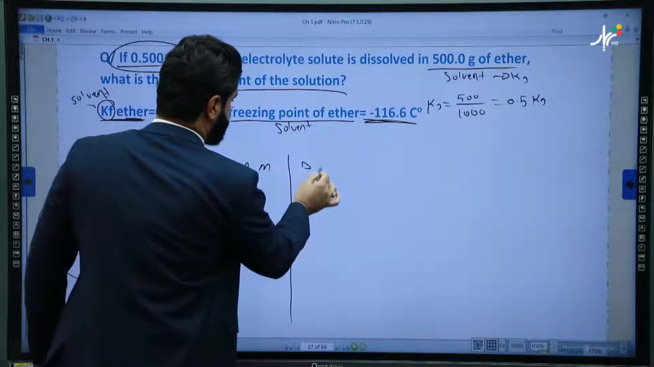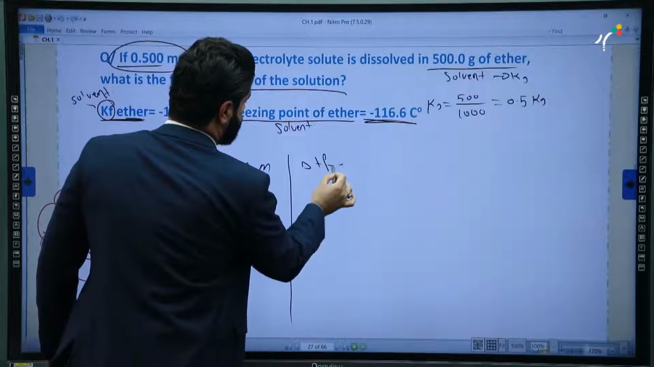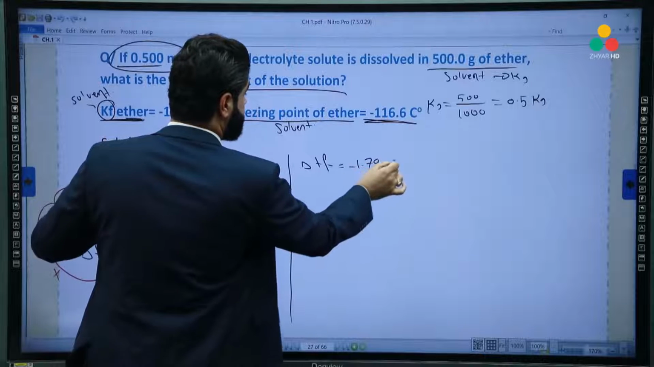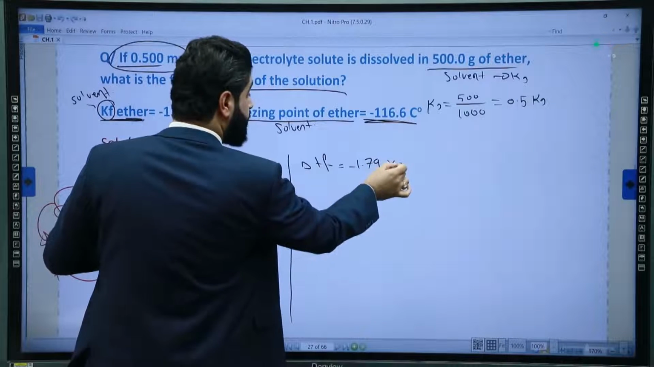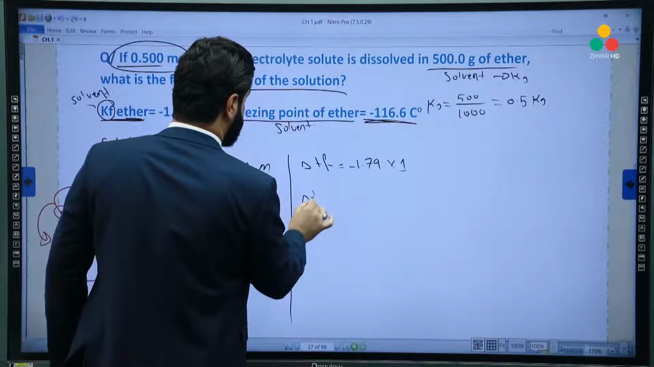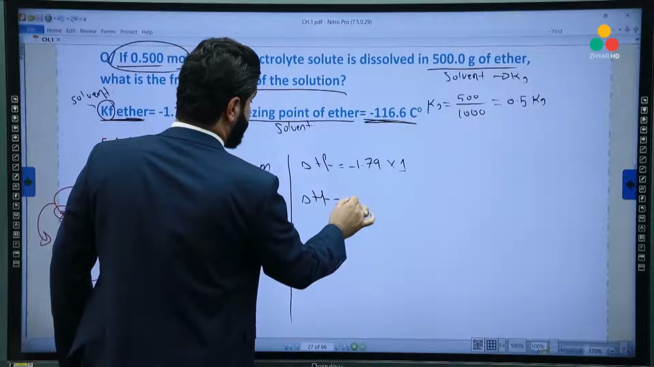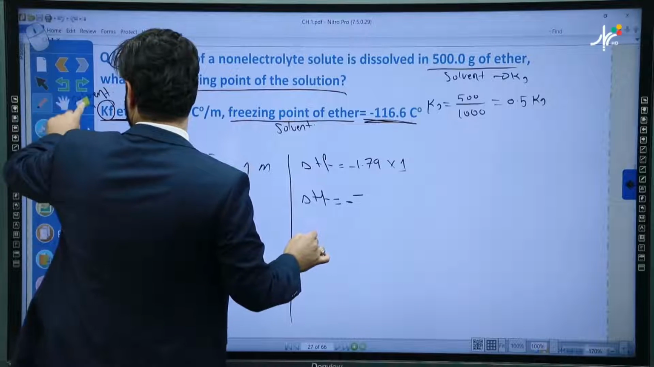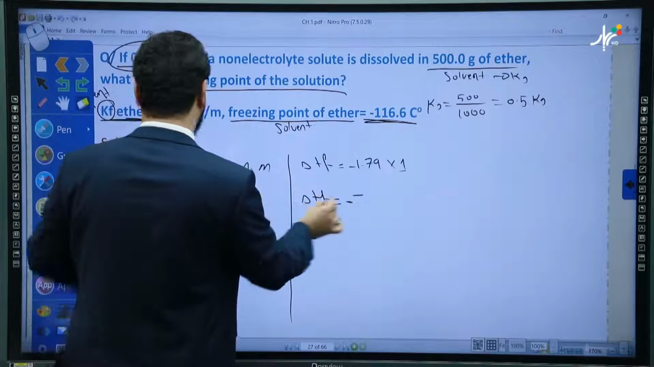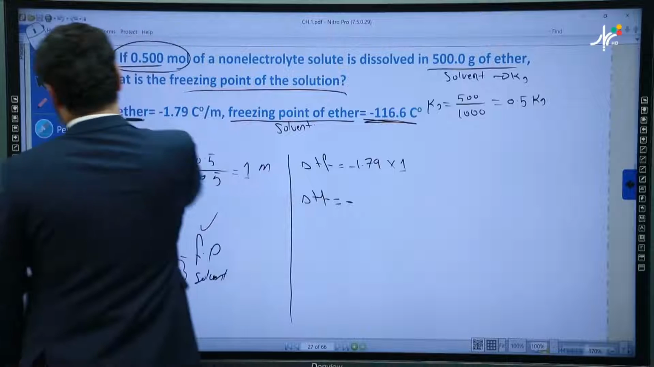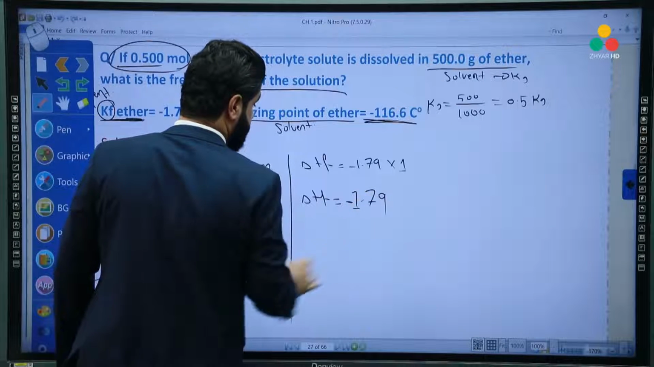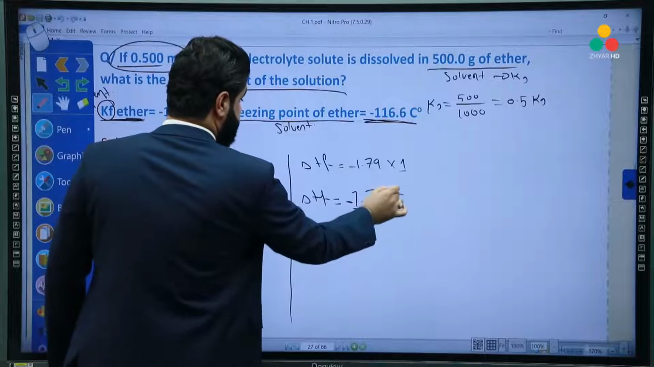Delta TF equals Kf, which is negative 1.79, times molality, which is 1. So delta TF equals negative 1.79. It's delta TF in Celsius.